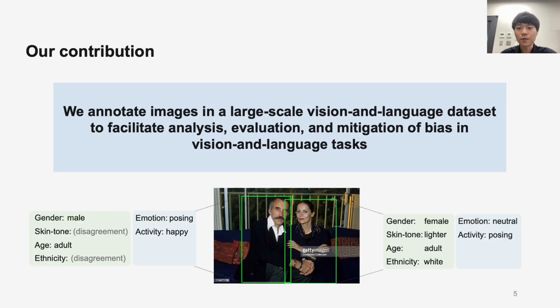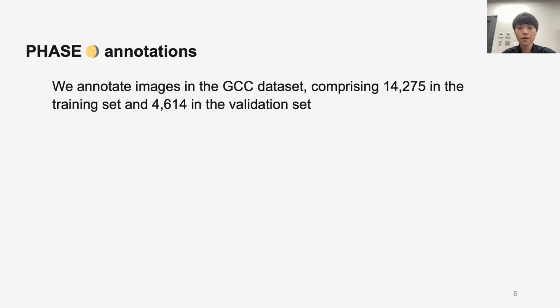The contribution of our work is as follows. We annotate images in a large-scale visual and language dataset to facilitate analysis, evaluation, and mitigation of bias in visual and language tasks. To address this, we annotate images in the GCC dataset, comprising 14,275 in the training set and 4,614 in the validation set.